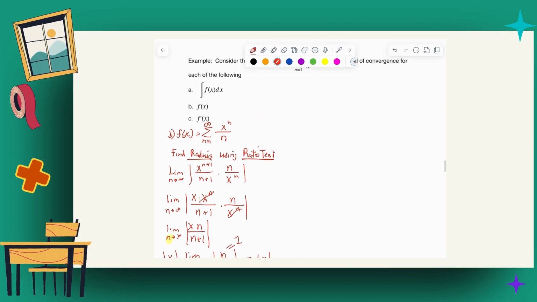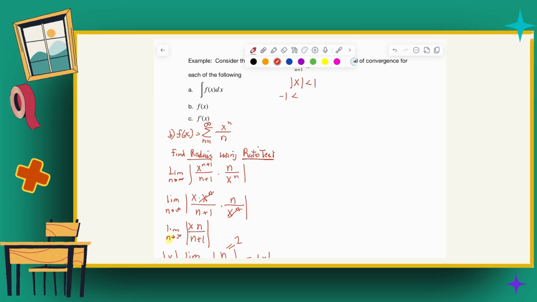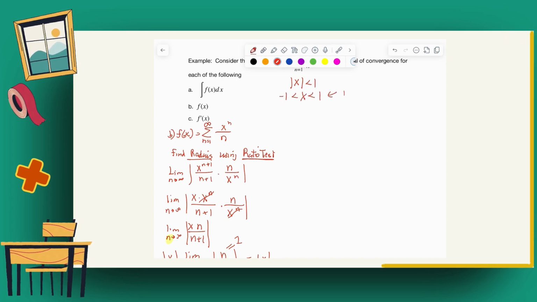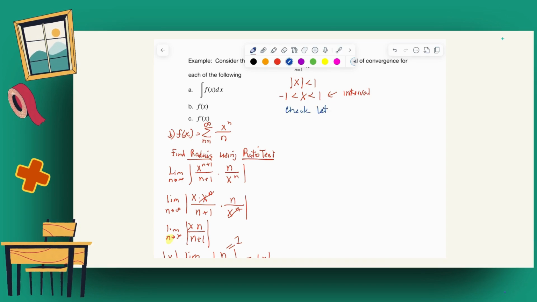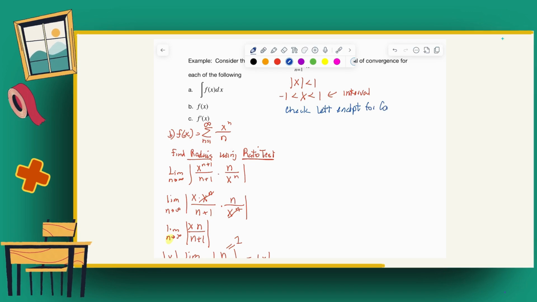And to find the endpoints of our interval of convergence, I take the absolute value of x is less than 1 and solve that inequality. And I get -1 is less than x, which is less than 1. Now we need to determine if the series converges at those two endpoints.